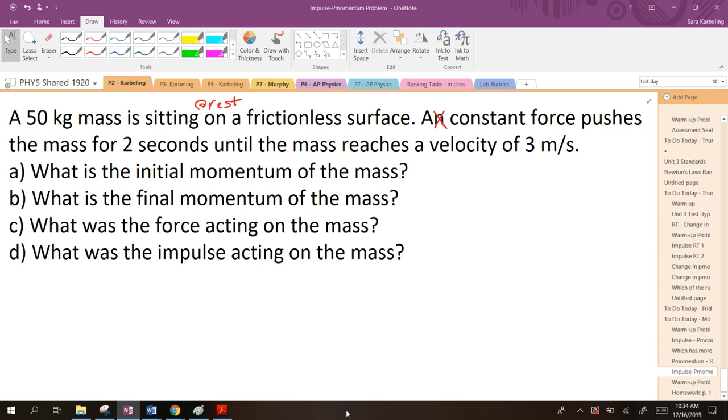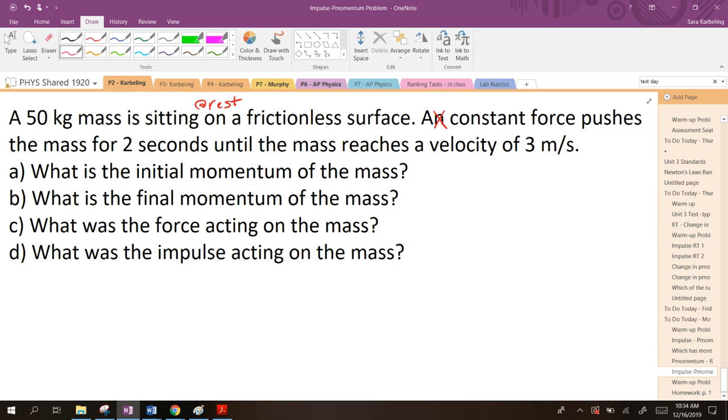So it looks like we're kind of there, but maybe not quite. Is that true? So let's go ahead and go through it, shall we? Let's start at the beginning. A 50 kilogram mass is sitting at rest on a frictionless surface. What is the initial momentum?